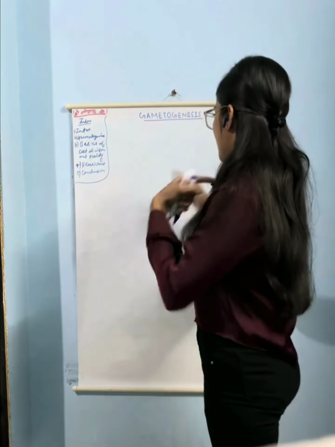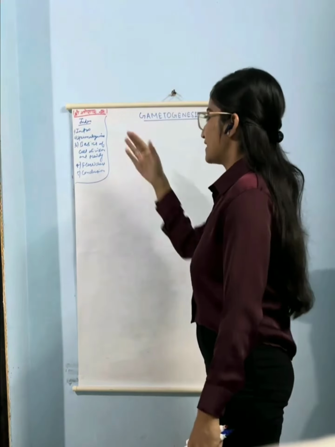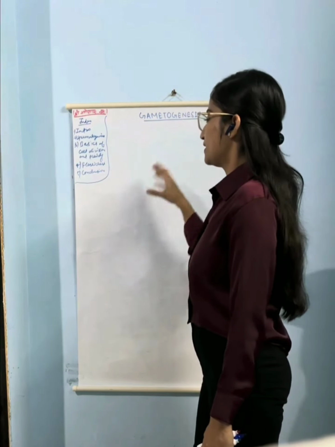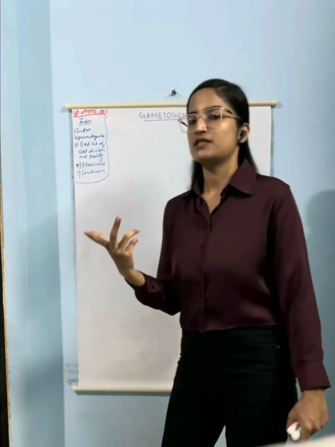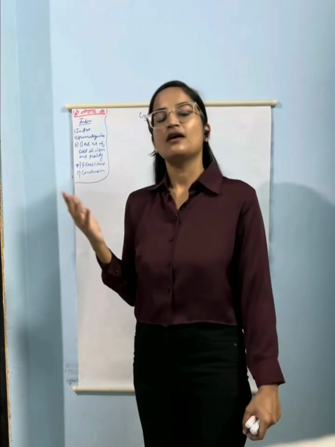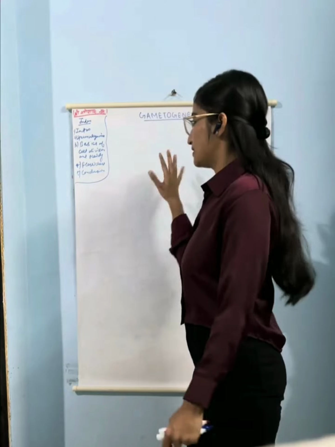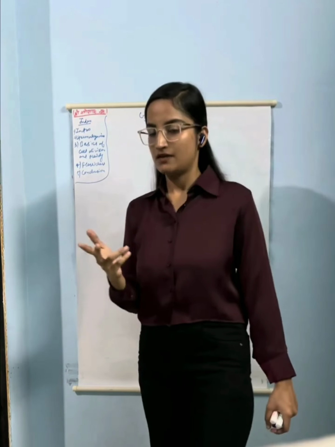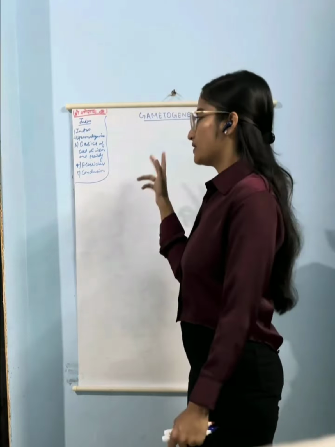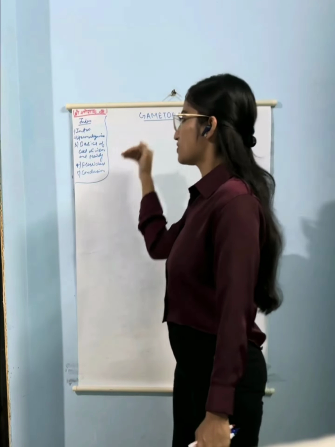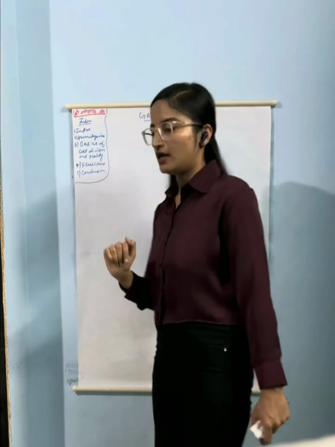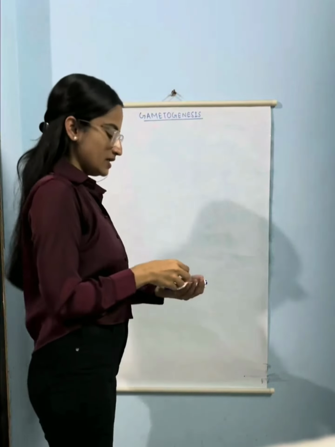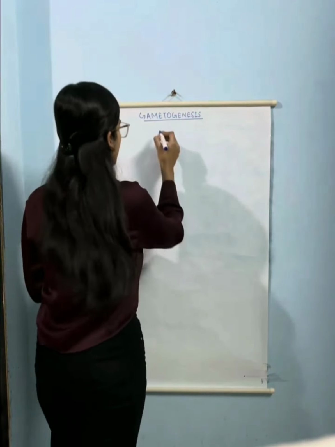So the topic is gametogenesis, and we will discuss the index first. I will start from the introduction. We know that gametogenesis occurs by two processes: spermatogenesis in case of males and oogenesis in case of females. In this lecture, we will discuss spermatogenesis. First, I will discuss some basics about cell division and also ploidy number. Then we will see the process of spermatogenesis with the help of a flowchart, and we will also discuss some diagrams which are given in NCERT.